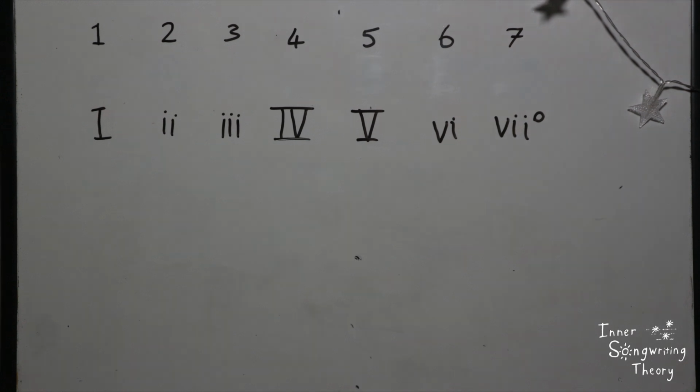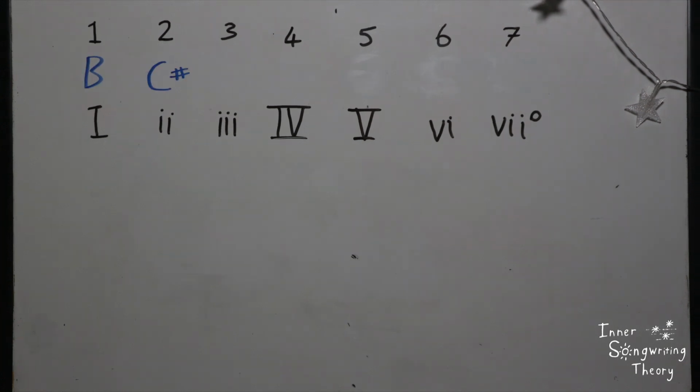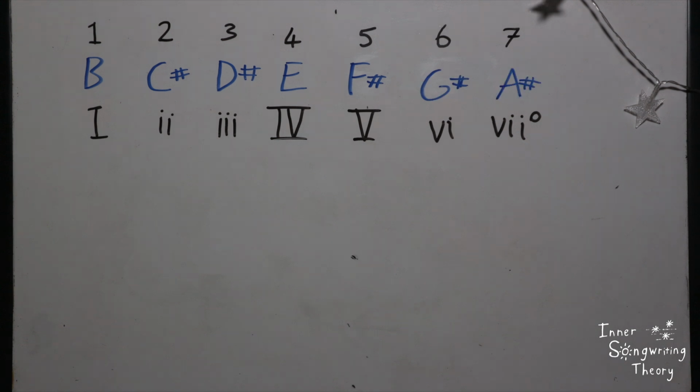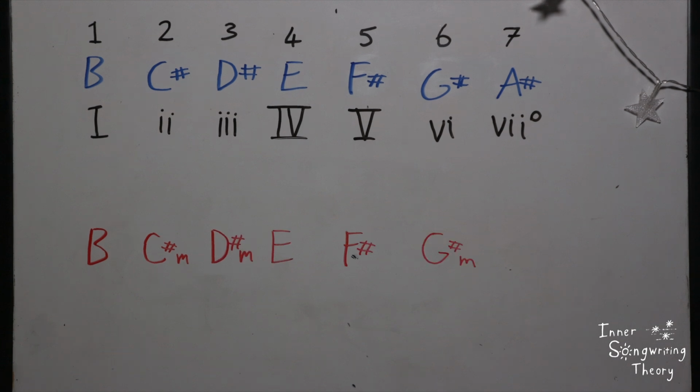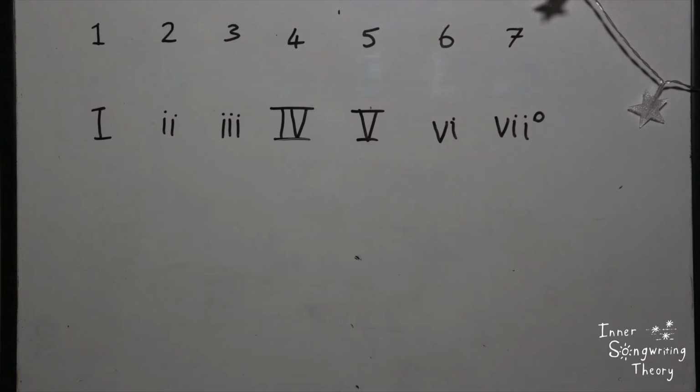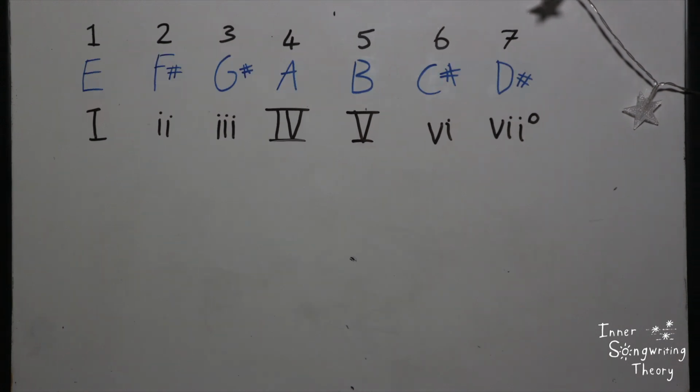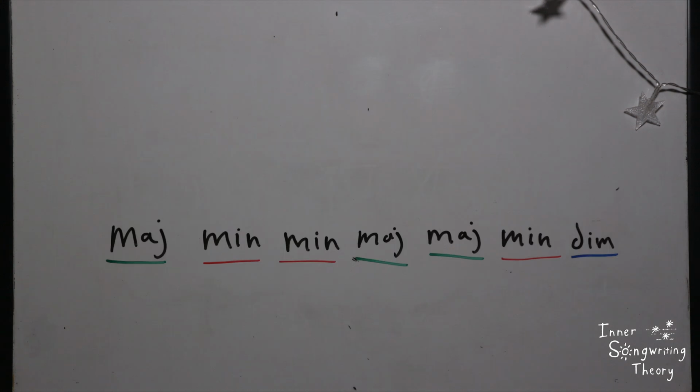If the B major scale is made up of B, C sharp, D sharp, E, F sharp, G sharp, and A sharp, the chords we can extract are B major, C sharp minor, D sharp minor, E major, F sharp major, G sharp minor, and finally A sharp diminished. All you have to do is get to know your major scales and memorize the order of chords, and you'll have access to a wealth of chord progressions.